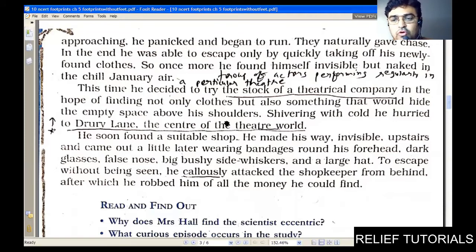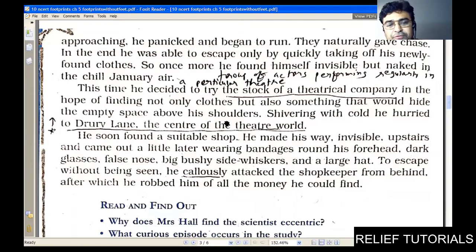Shivering with cold, he hurried to Drury Lane. Drury Lane is a very popular place. It is on the eastern boundary of London, a street covered with Covent Garden and famous for London's most famous theatres. So he reached that lane. It is the center of the theatre world. Theatre means the place where dramas are played.